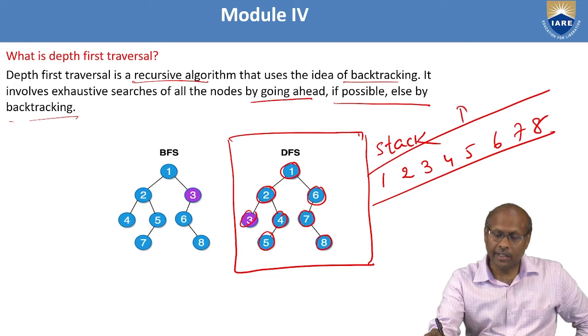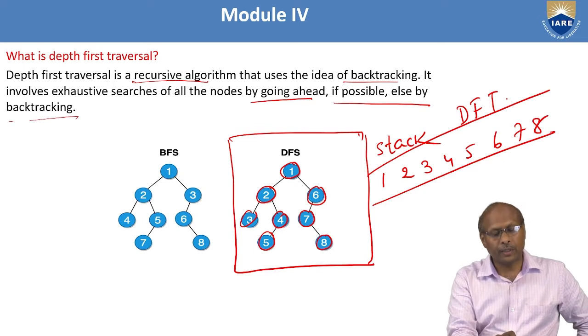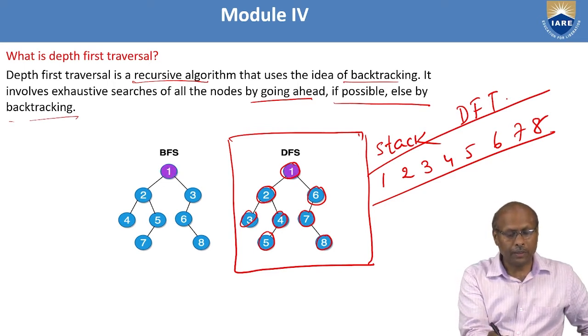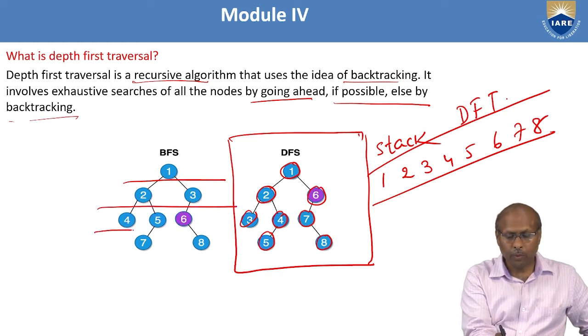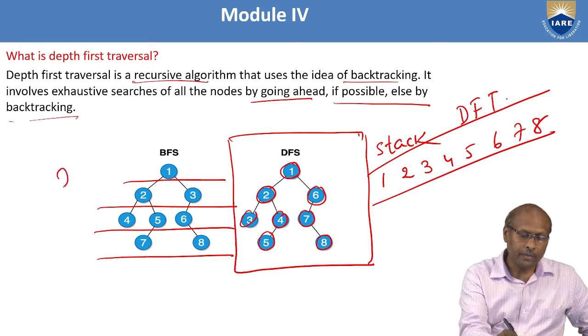If I follow DFT, depth first traversal. The same tree you can also traverse with BFS. So in the BFS traversal, first 1, then 2, 3, then 4, 5, 6, then 7, 8. Here it will be using one more data structure called queue.